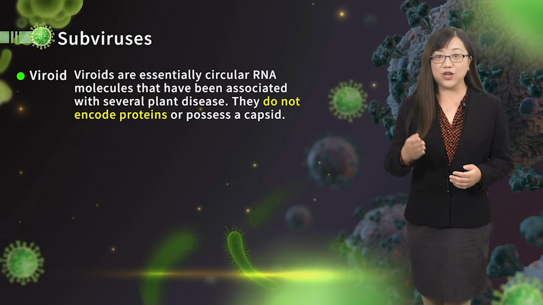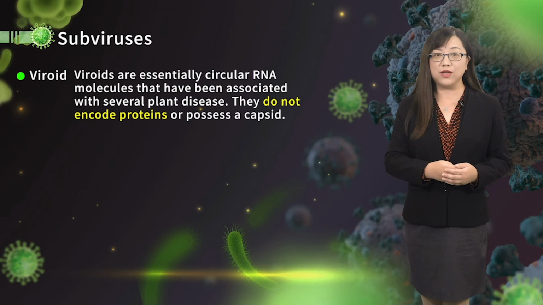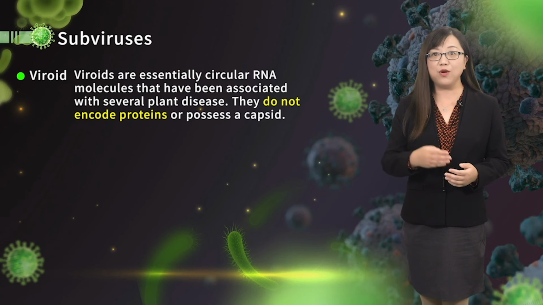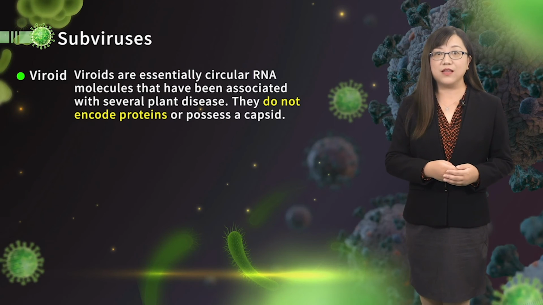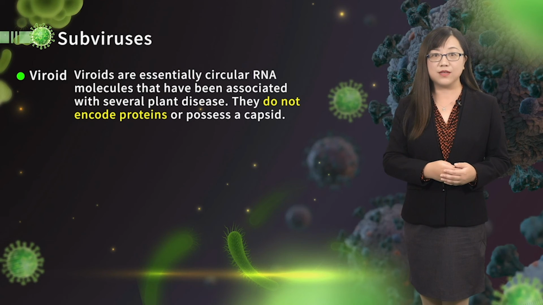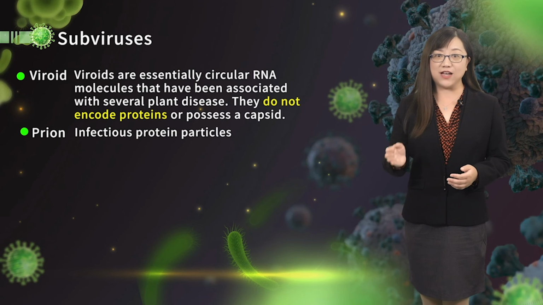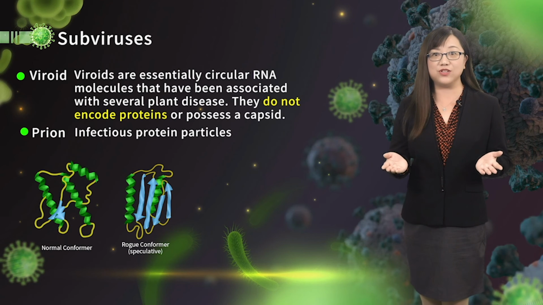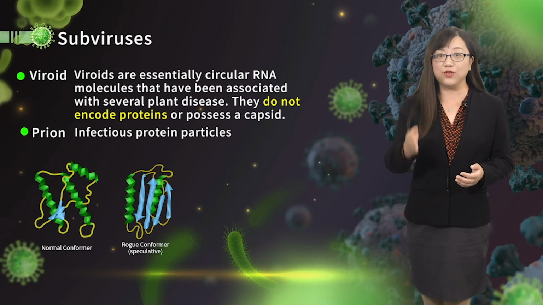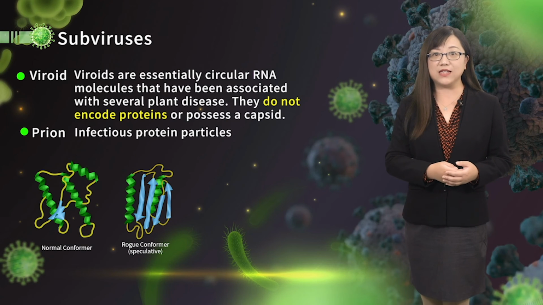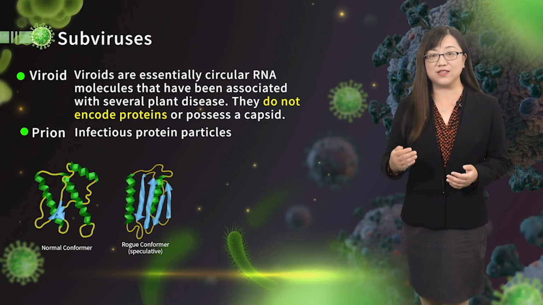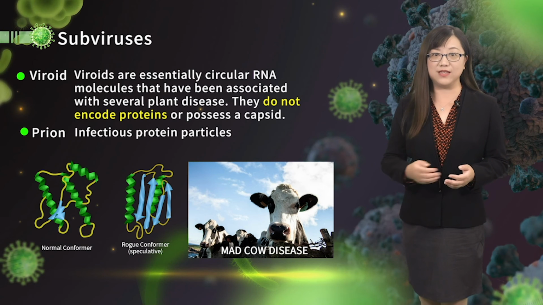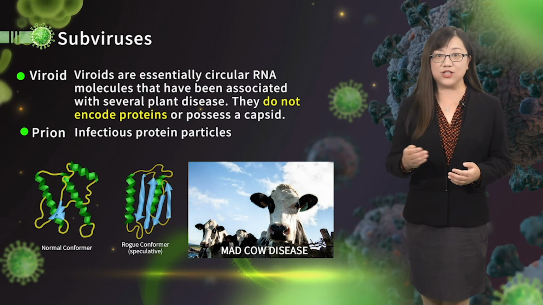Subviruses. Viroids are essentially circular RNA molecules that have been associated with several plant diseases. They do not encode proteins or possess a capsid. Prions are infectious protein particles. This pathogen does not contain any genome, just misfolded proteins. But it can induce a very serious disease, mad cow disease. We will have one section on it.